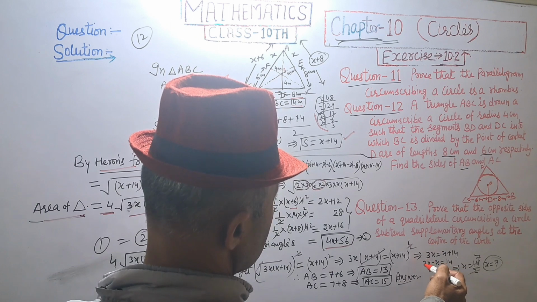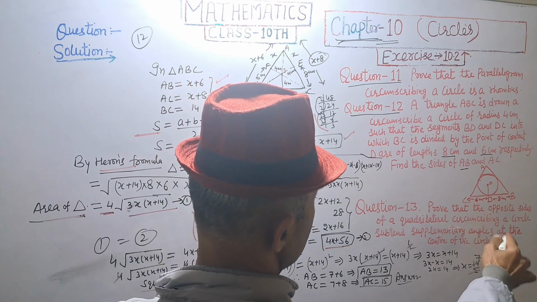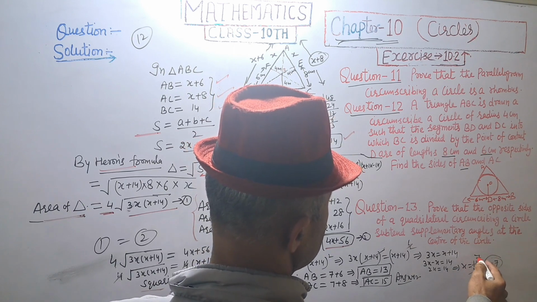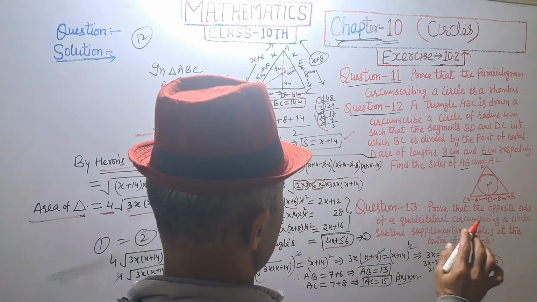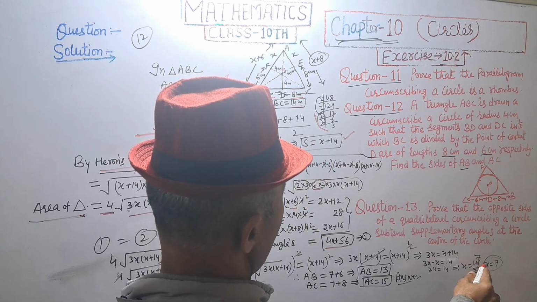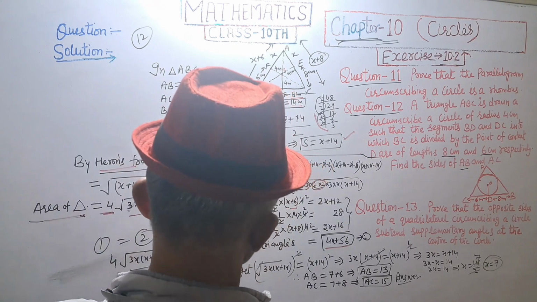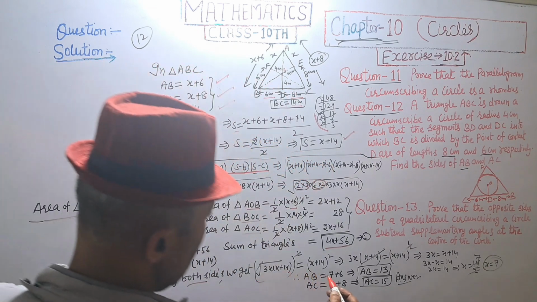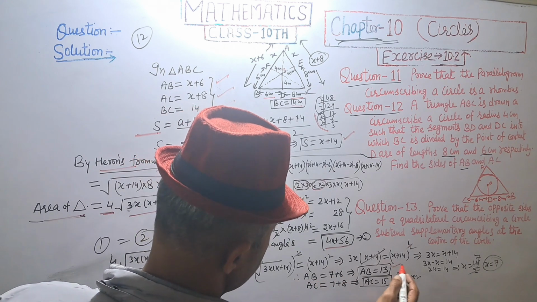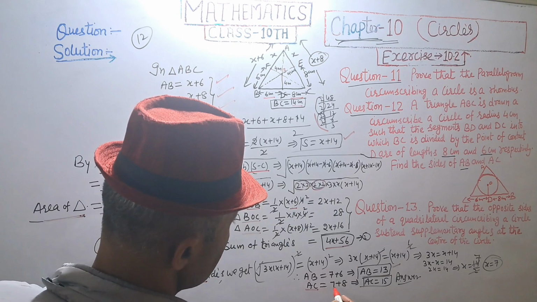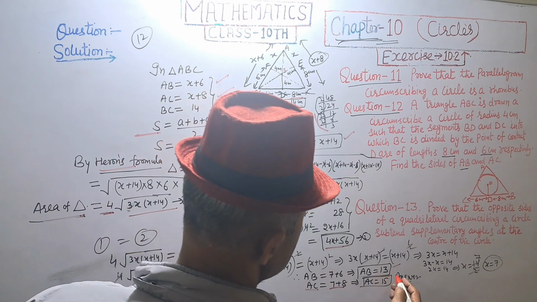Shifting x to the left side, 3x minus x is equal to 14. 2x is equal to 14, x equal to 14 upon 2. 7 twos are 14. We get the value of x is equal to 7. And we are putting the value of x equal to 7 in AB and AC, so we get the sides of the triangle. AB is equal to 7 plus 6 is equal to 13, and AC is 7 plus 8 is equal to 15 centimeter.